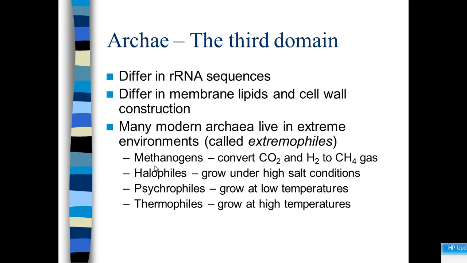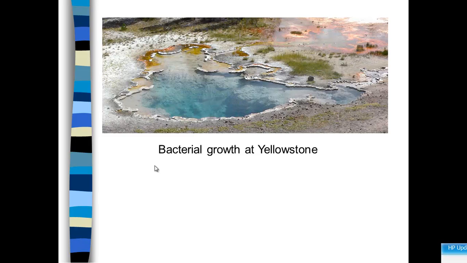Methanogens grow in oxygen-deprived conditions. They breathe carbon dioxide and hydrogen gas, and they make methane. Halophiles will tolerate high salt. Psychrophiles will tolerate low temperatures, and thermophiles will tolerate high temperatures. So these are different forms of archaea. Here's some growth at Yellowstone. This shows an extremophile, a thermophile. This is a hot spring. So it's growing under high heat conditions.